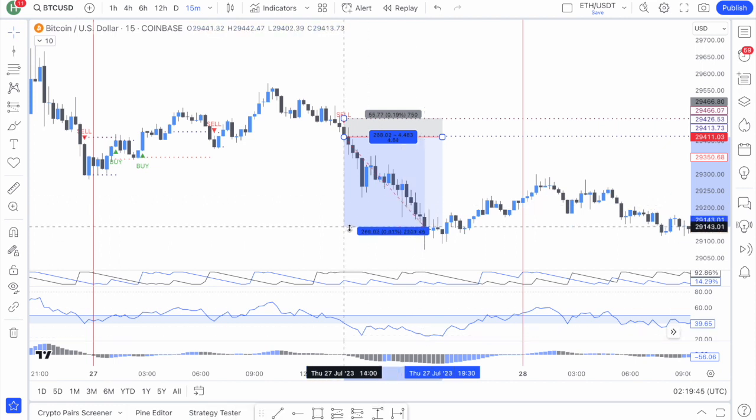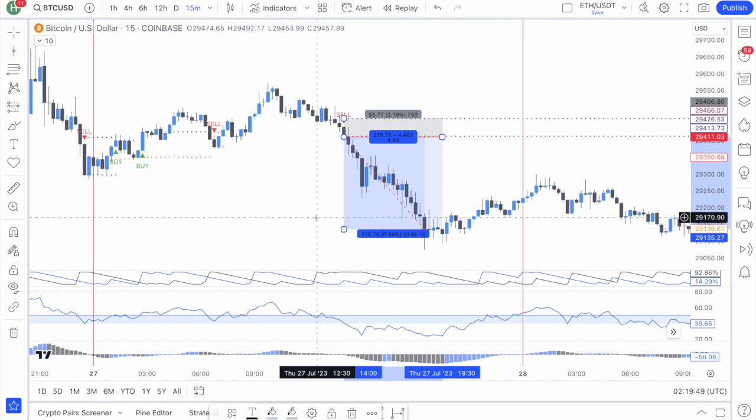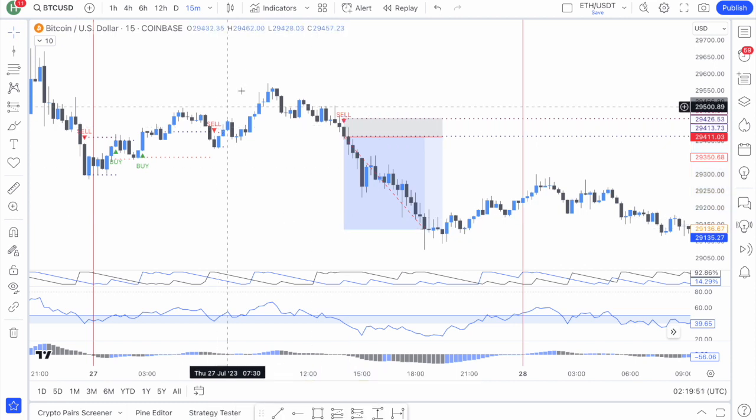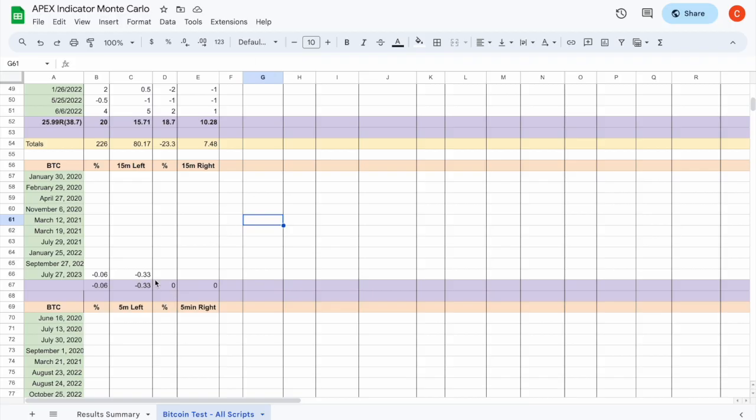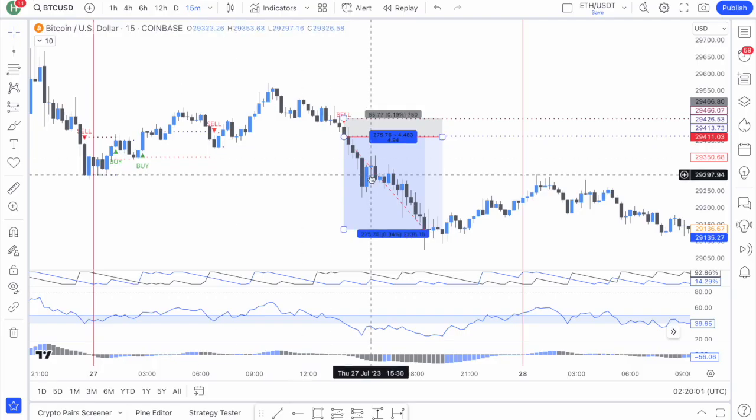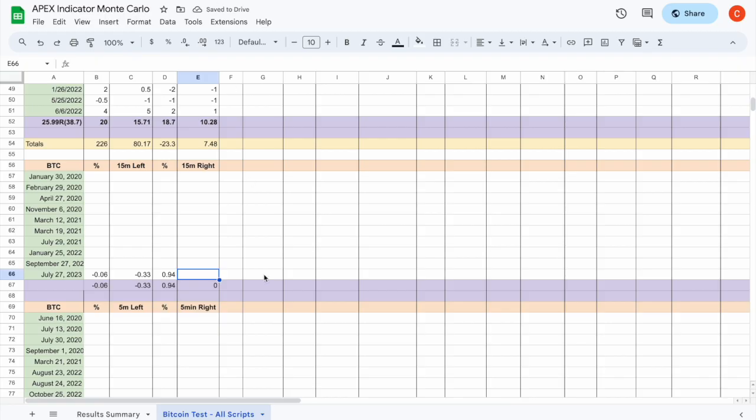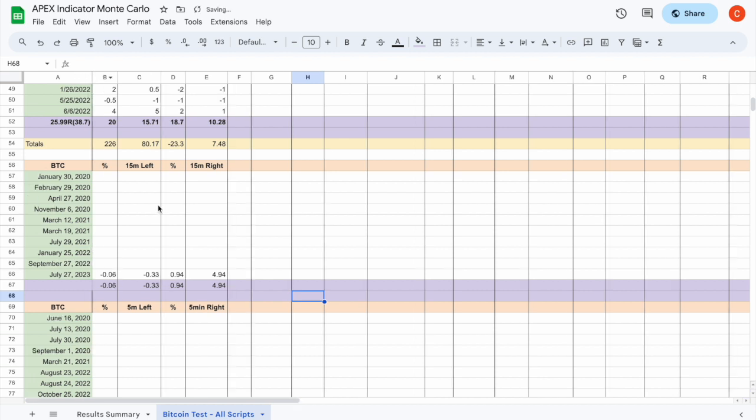And so that would have been 0.94%. So 0.94 at, what was that? 4.94. So doing okay so far. So we'll go ahead and continue, and we'll go to December 27th, 2022.